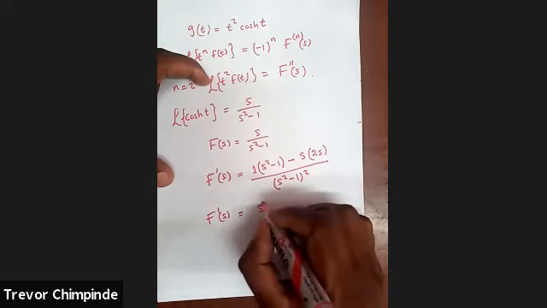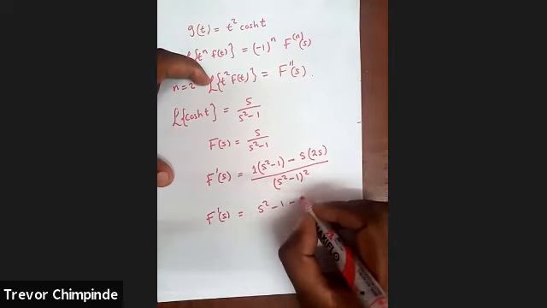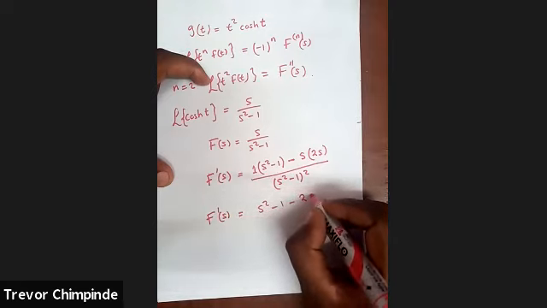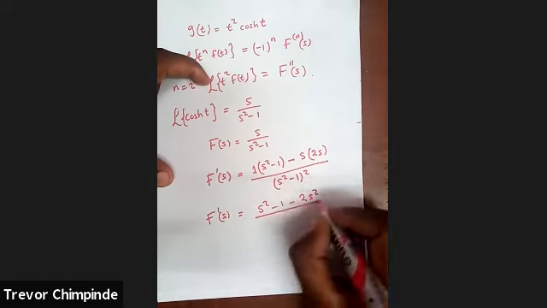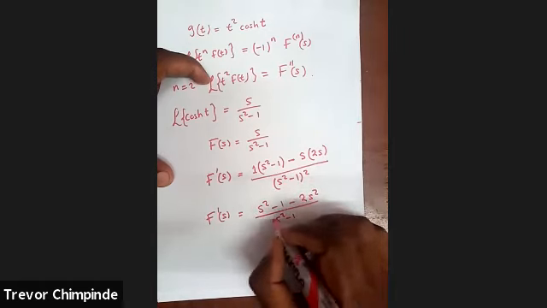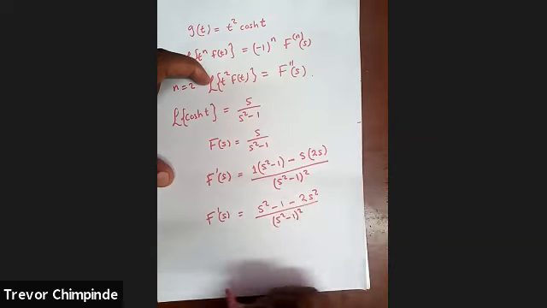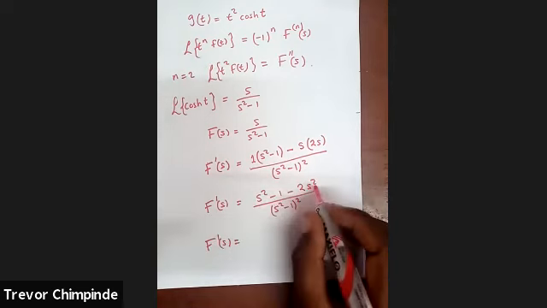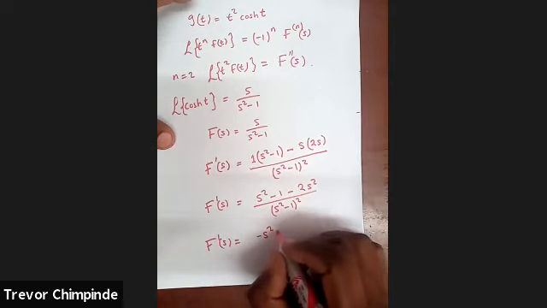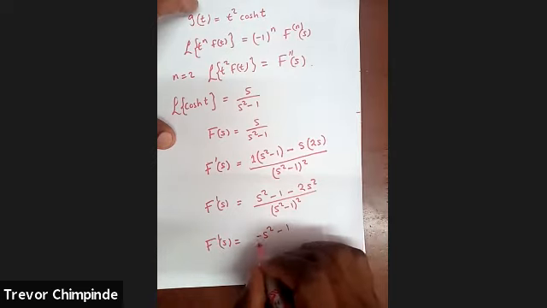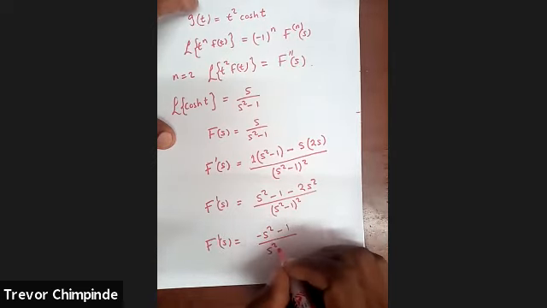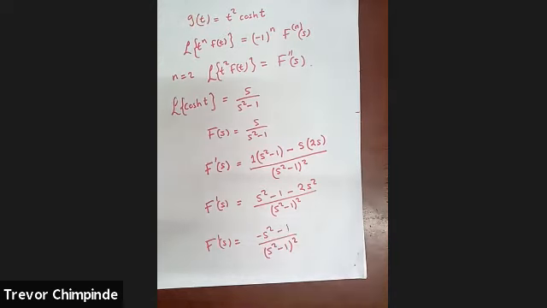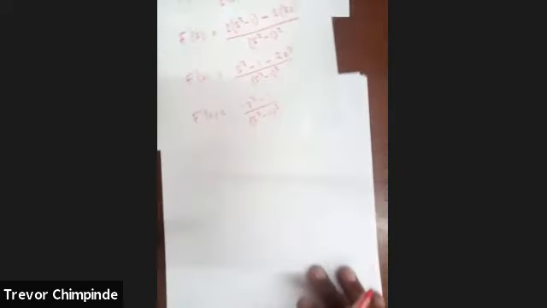That's the first derivative. Let's simplify it. So this will be s squared minus 1 minus 2s squared over s squared minus 1 squared. So f prime of s is s squared minus 2 s squared gives me minus s squared, then minus 1 over s squared minus 1 squared. That's the first derivative. We're not done. We need to get the second derivative.